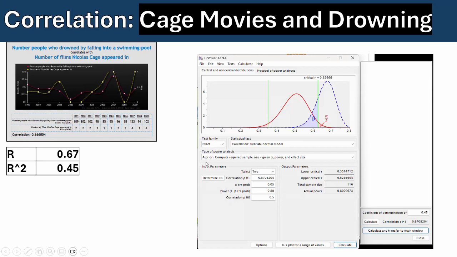And so in the determine, I could either have my coefficient of determination, so the R squared, 0.45, and it'll calculate essentially the R, the correlation coefficient, or I could just plug that in directly. In either case, it'll give me a total sample size of 116. So again, since this is against year, I need 116 years of data. In this case, I'm probably not going to be able to get that much information unless Nicolas Cage is semi-immortal.